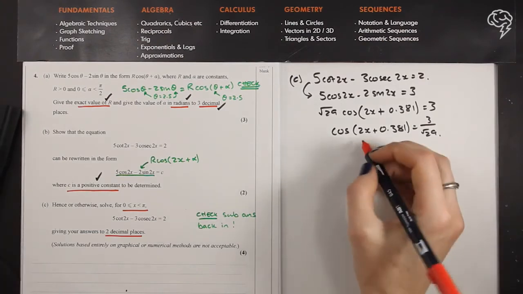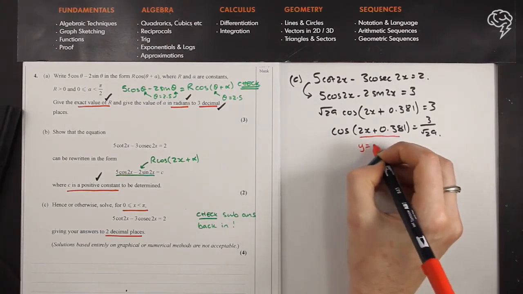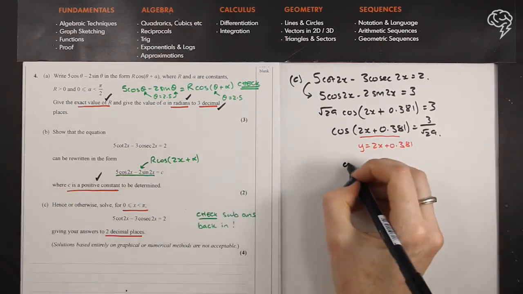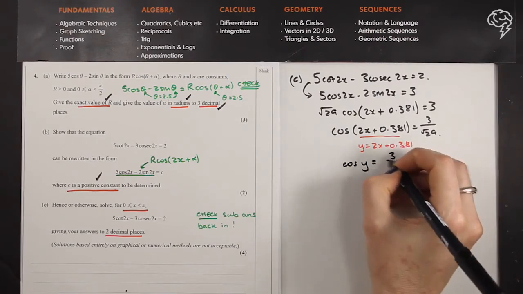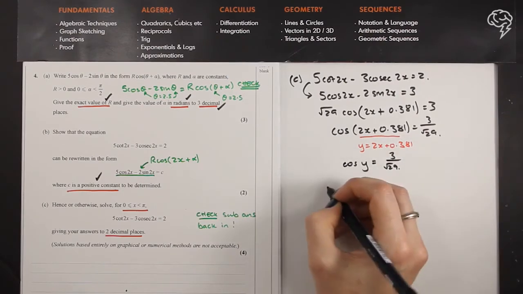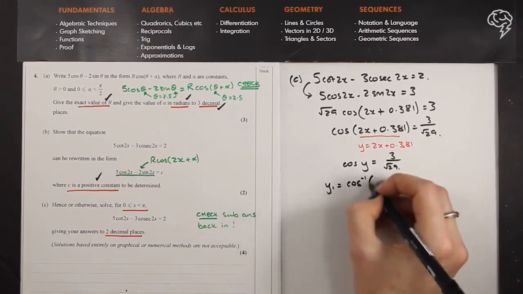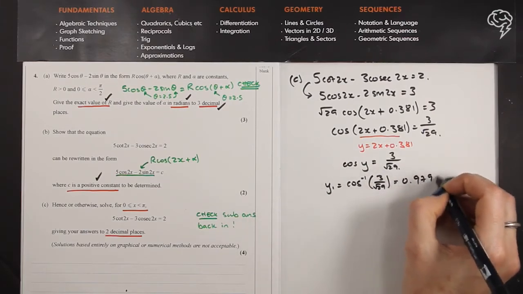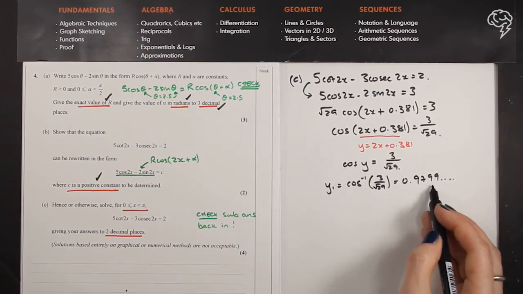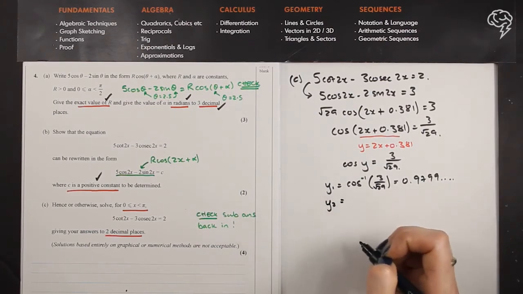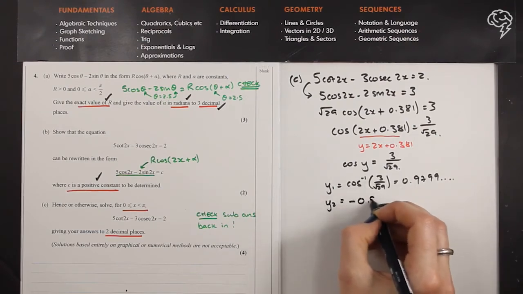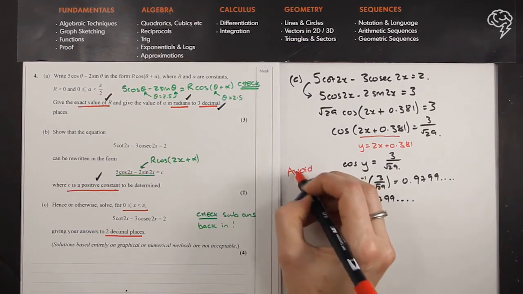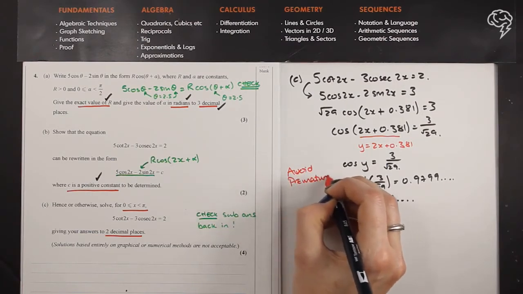So let's take this nice and gently. I'm going to use a substitution. 2x plus 0.381 is going to become y, meaning that I can just solve the equation cos y is 3 over root 29. Much easier. The first solution comes from the inverse cosine, and that comes out to be 0.9799 blah blah blah. And I'm not going to round that because it's not the end. The second solution for cosine is just negative of the first solution. And again, I am not going to round that because I want to avoid premature rounding.